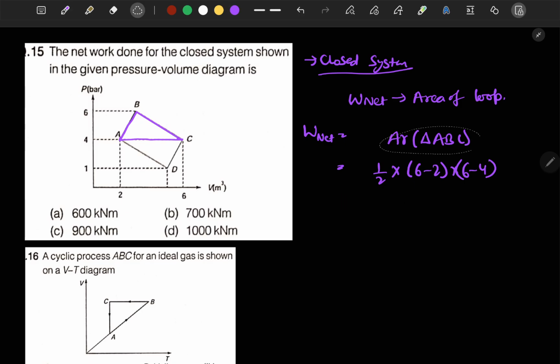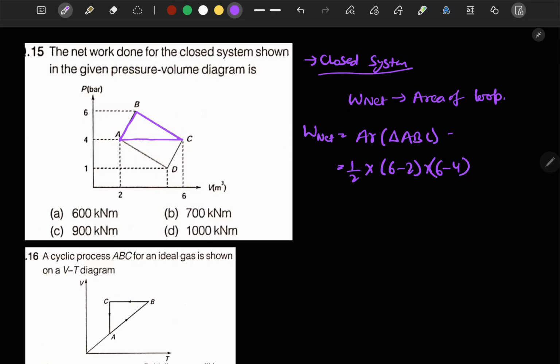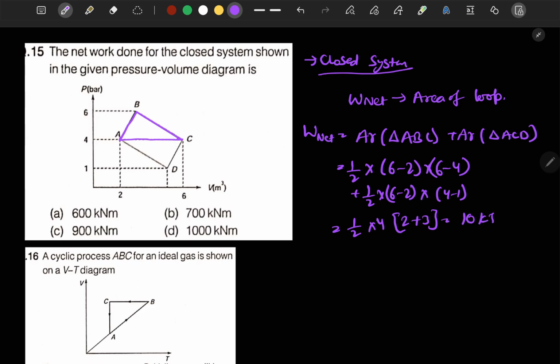So both triangles have different height. I forgot about this, I didn't look into this. Okay, so plus area of triangle ACD. Area of triangle ACD will be half into base, which will be again 6 minus 2, but height will be 4 minus 1. So this will be equal to half into 4 into 2 plus 3, 5, which is equal to 10 kilojoule.